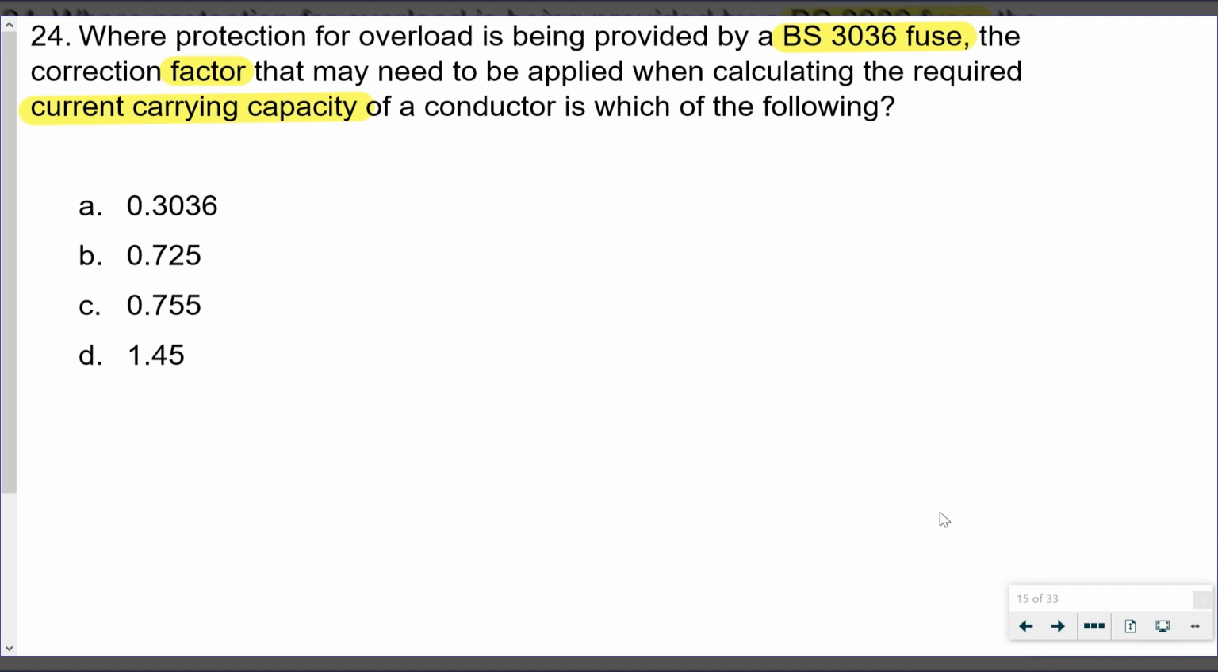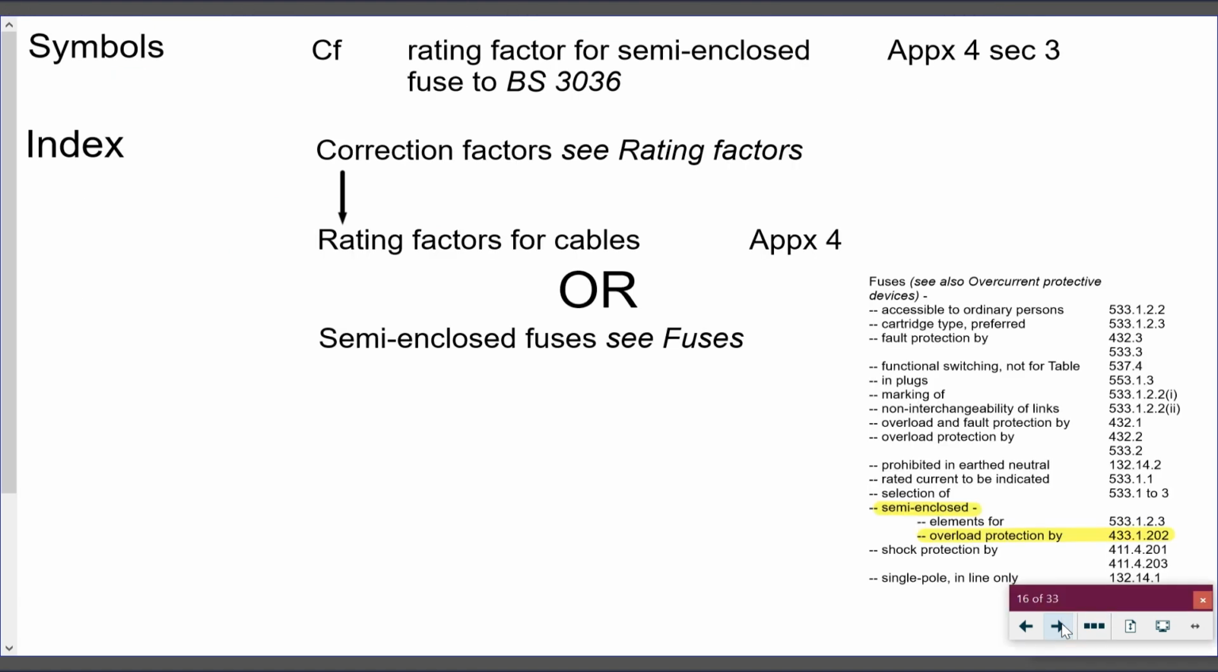All right. So in the index, we have a couple of options. We could go to correction factors, which then takes us to rating factors, and it tells us to look at Appendix 4, or we could look at semi-enclosed fuses, which tells us to look at fuses. When we run down fuses and get to semi-enclosed fuses, you'll see there's a clearer regulation or answer route, 433.1.202 there, overload protection by, or 533.1.2.3.